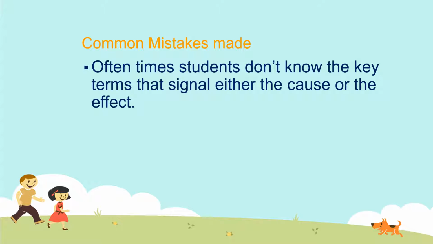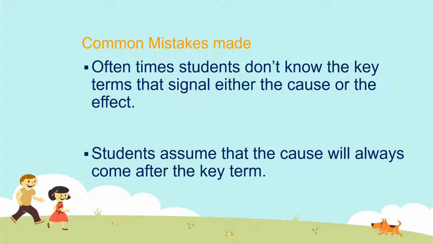And also, students assume that the cause will always come after the key term. And that isn't necessarily true, because in the two examples that I had, in one the cause came before and in the other it came after. So it could be vice versa in a sentence. The important thing is to read the sentence carefully, check for the key words, and then determine whether or not you're dealing with the cause or the effect in the sentence.